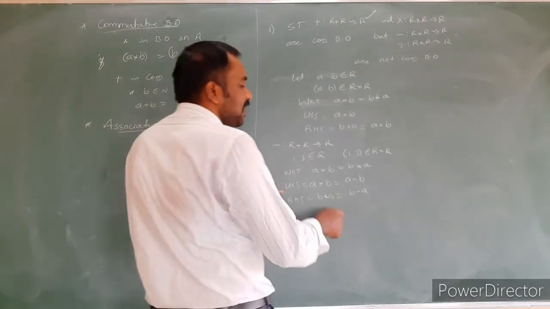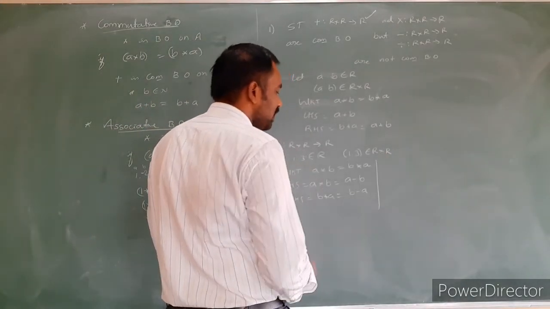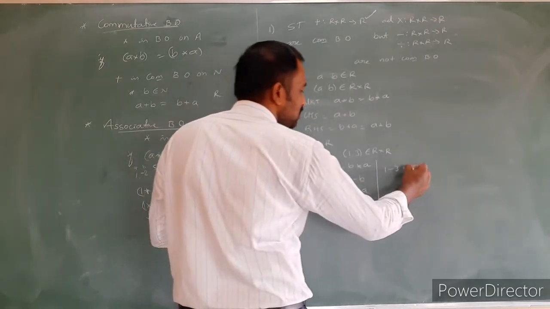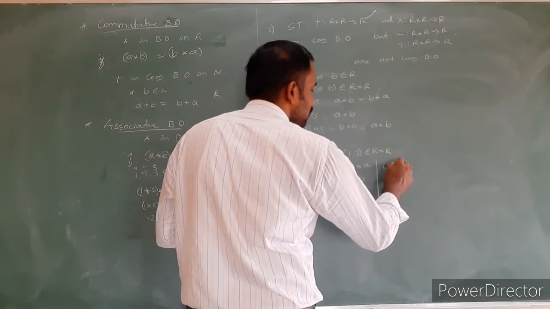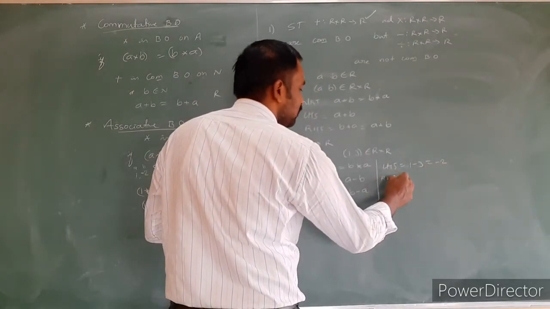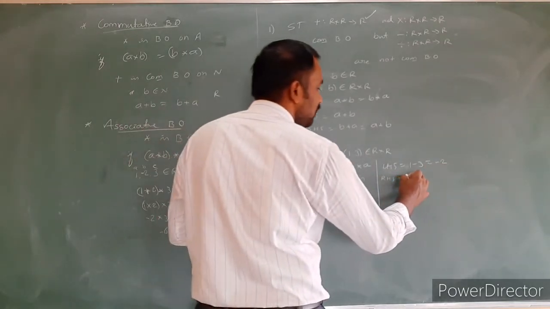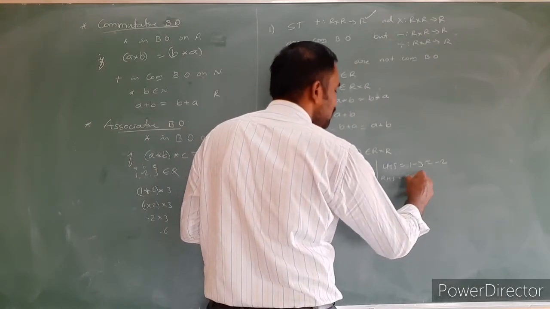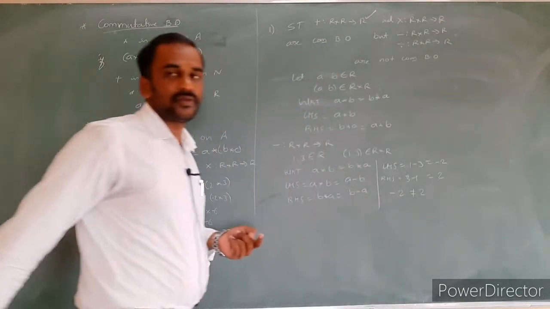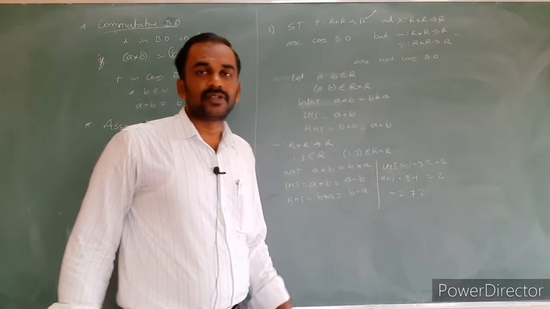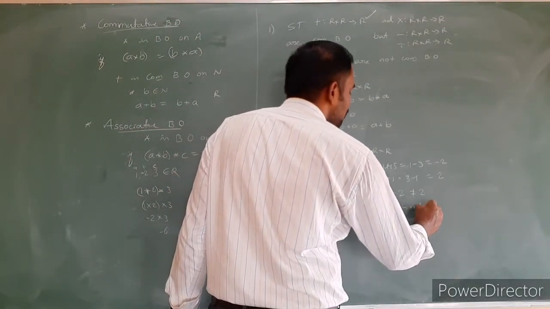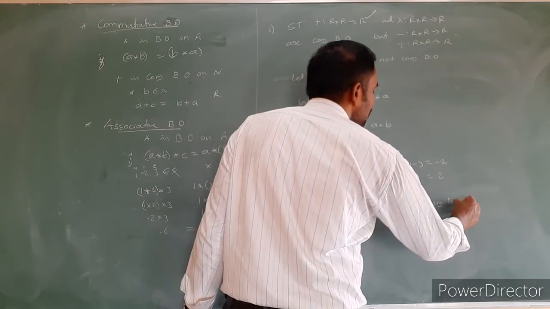In place of A, I replace 1, and here 1 minus 3. What is 1 minus 3? This is the LHS part, which becomes minus 2. RHS part: B star A is 3 minus 1, which becomes 2. Can I say that minus 2 is equal to plus 2? Which is not possible. LHS is not equal to RHS. Therefore, subtraction is not a commutative binary operation.